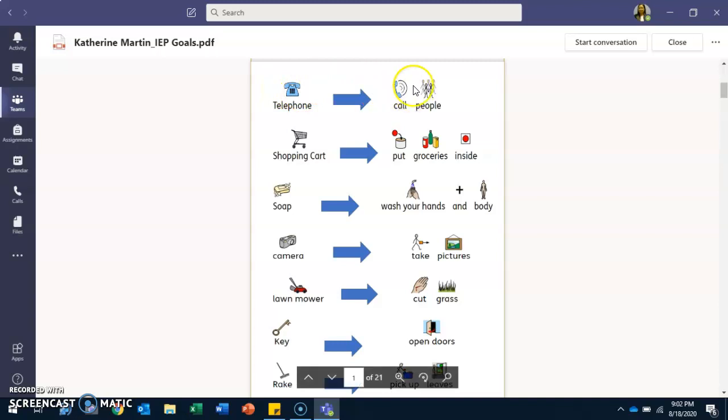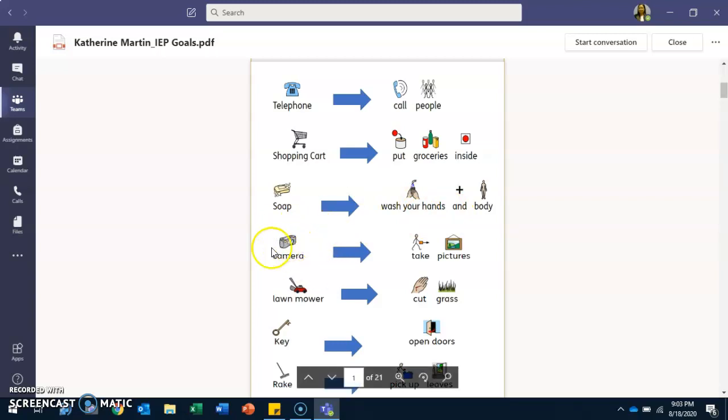So, what is a telephone for, Catherine? It is used to call people. What is a telephone for, Catherine? To call people. Good job. What is a shopping cart for? It is to put groceries inside. So what's a shopping cart for? Put groceries inside. Catherine, what is a soap used for? It is to wash your hands and your body. What's the soap for? Wash your hands and body.